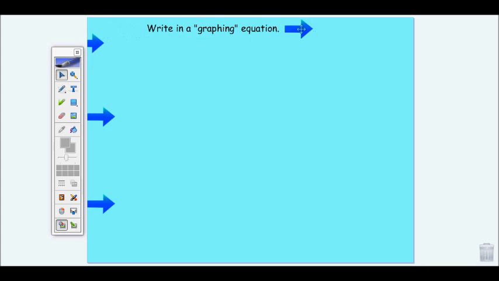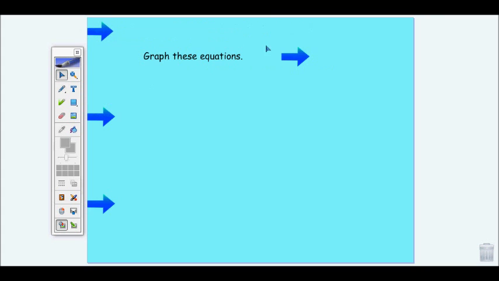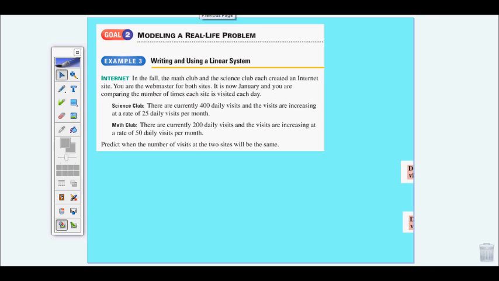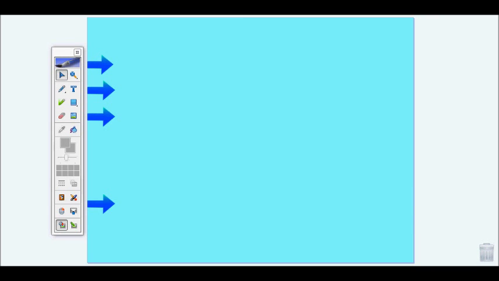So let's see what this screen's got for us. First of all, write in a graphing equation. Graph these equations. I bet we should put one of these on the board first and then talk about the steps. Let me just check my example. Yes, let's go ahead and do this for example 2.